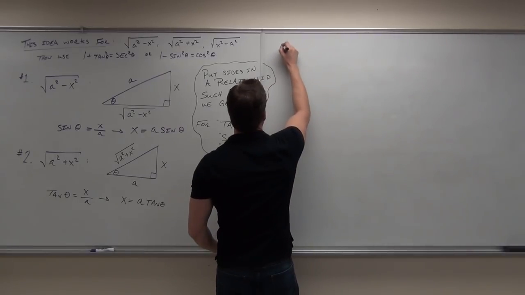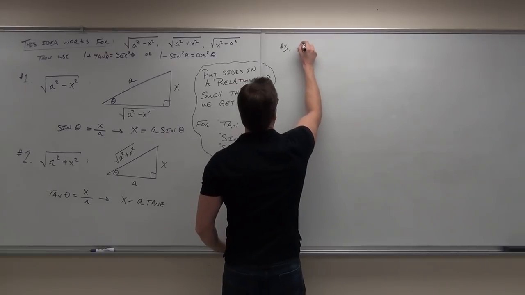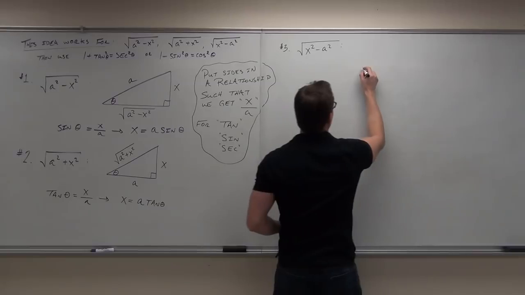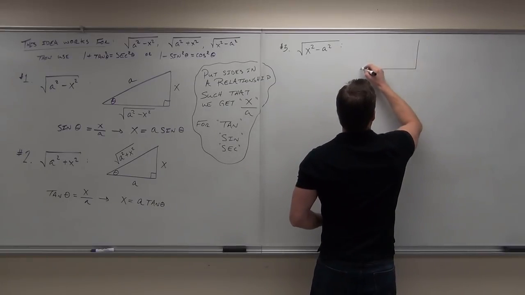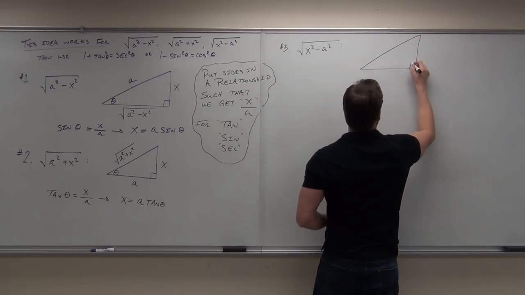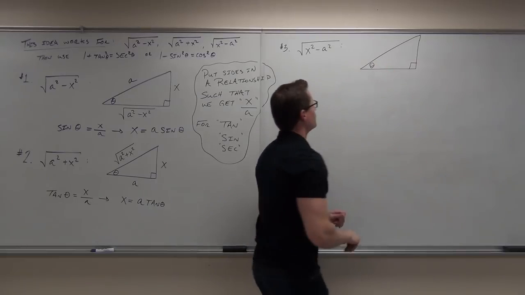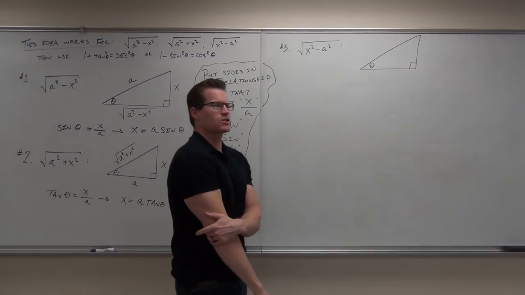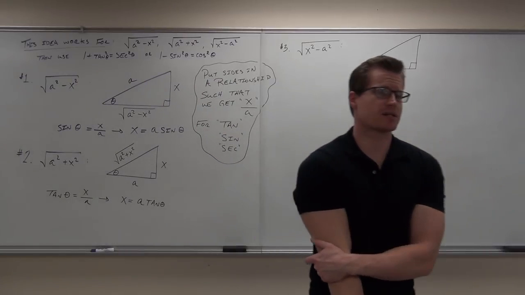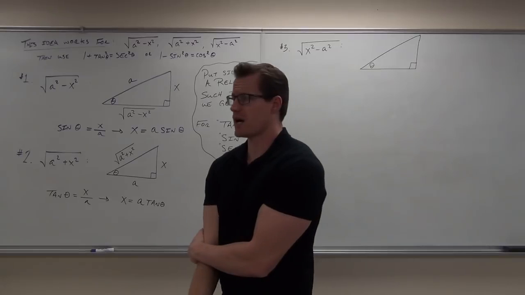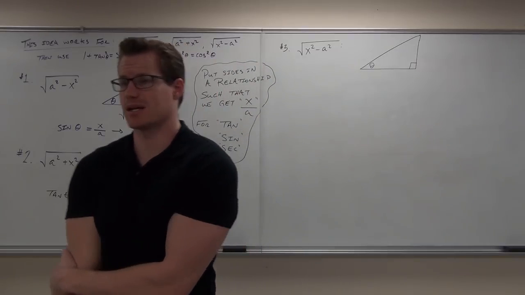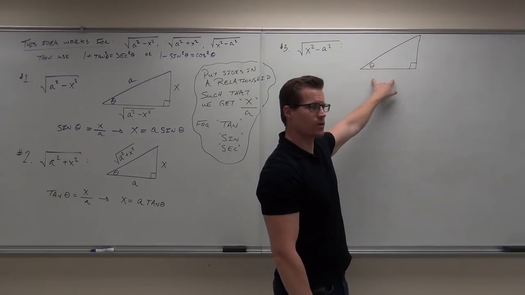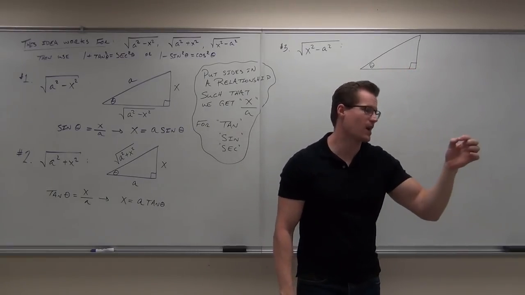Okay, number 3. Let's think through the square root of x squared minus a squared. Would you say that x squared minus a squared is a hypotenuse or a side? Side. It's got to be a side. So it's either going to go here or it's going to go here. I don't know yet until I determine what the hypotenuse is.